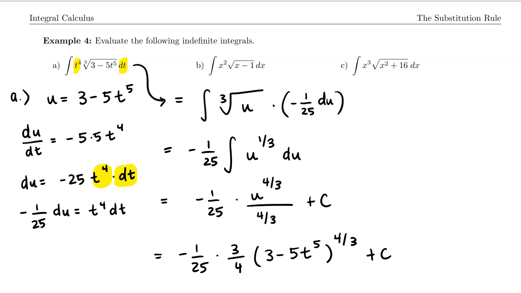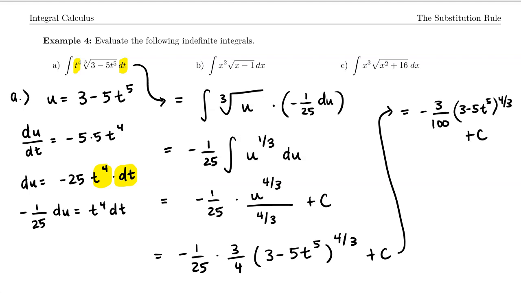I just want to multiply my fractions together. So negative 1 over 25 times 3/4 looks like it's going to give us negative 3 over 100, times 3 minus 5t to the fifth power raised to the 4/3 power plus c. And there is my final answer for part A.